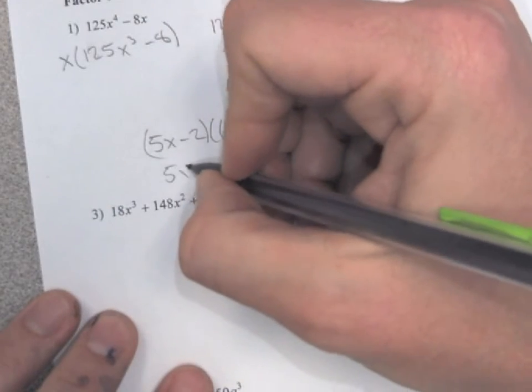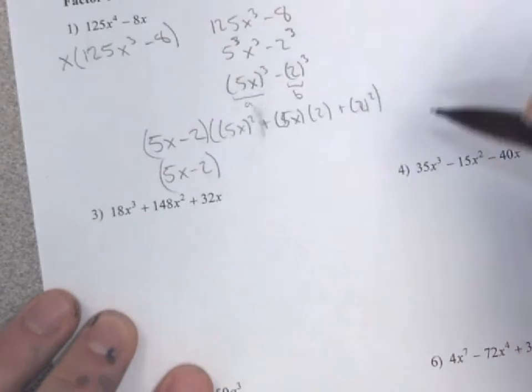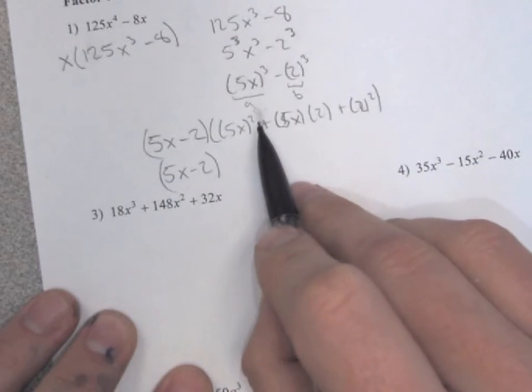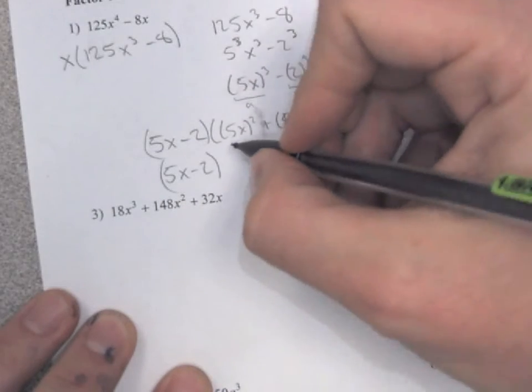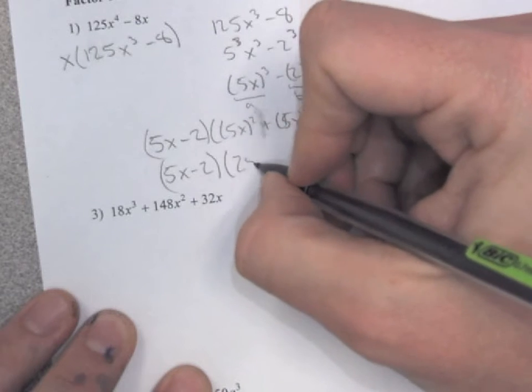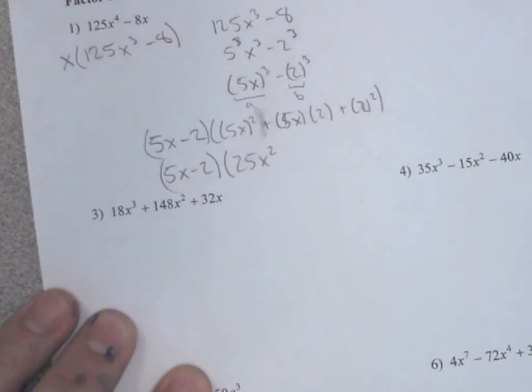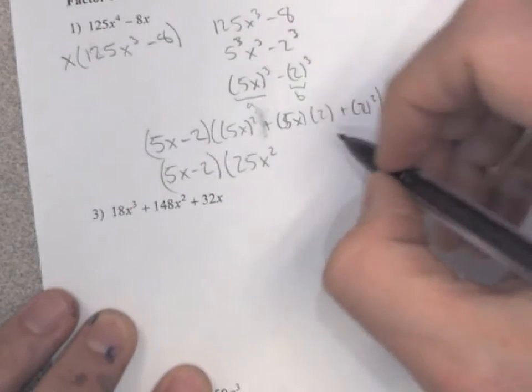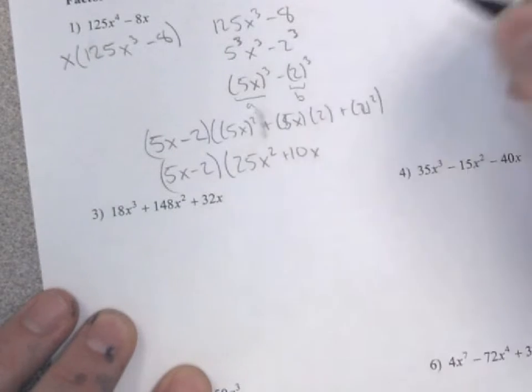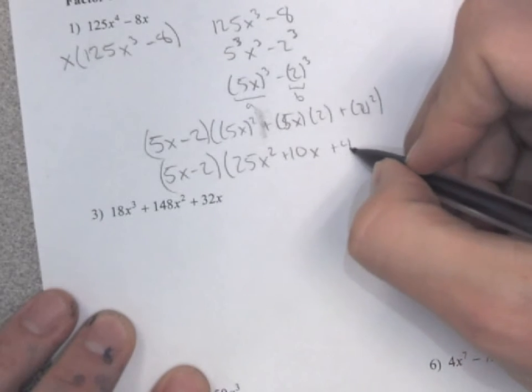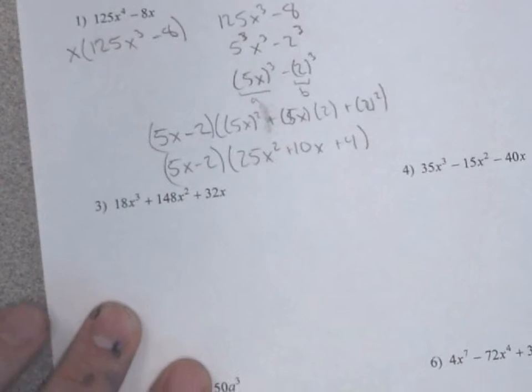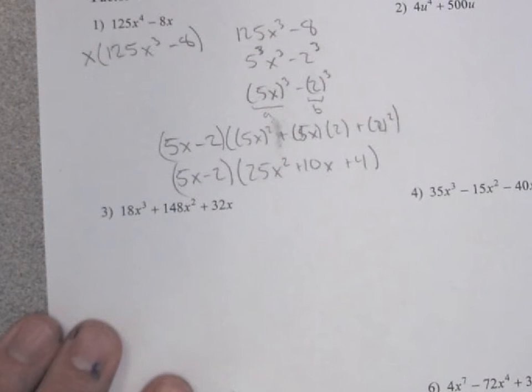So we got 5x minus 2. Now when we have 5x in parentheses and that's being squared, we're going to square the 5 and square the x. So that's going to give us 25 times x squared. Okay, 5x times 2 is 10x. And then 2 squared is 4. So that's what my difference of cubes binomial is going to factor to.